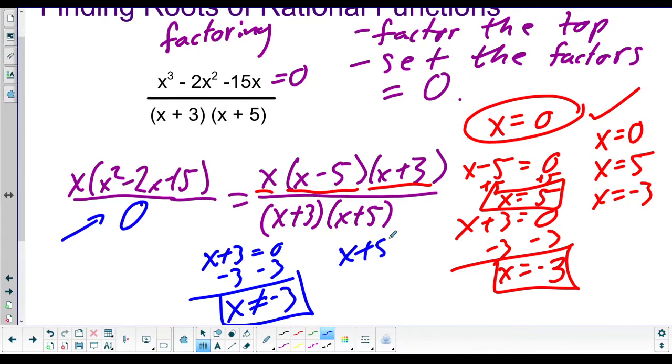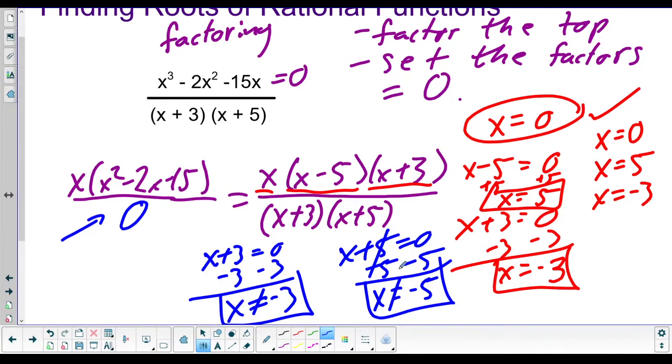X plus 5 equals 0. Subtract 5 on both sides. X equals negative 5, but it doesn't equal. X does not equal negative 5. It's a restricted value. So now we just compare these to our roots.